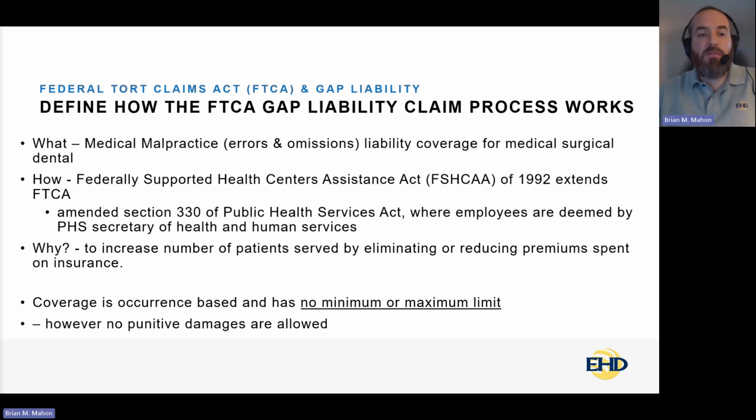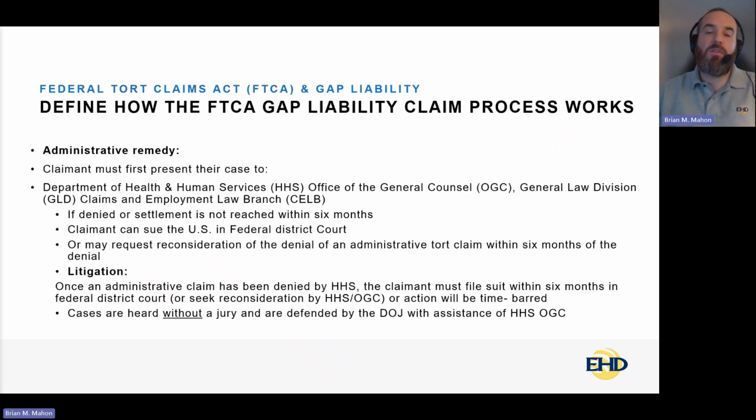So what's interesting is the coverage is occurrence-based. It has no minimum or no maximum limit. However, punitive damages are not allowed. So I won't read through this slide because there's kind of a better chart that outlines this.